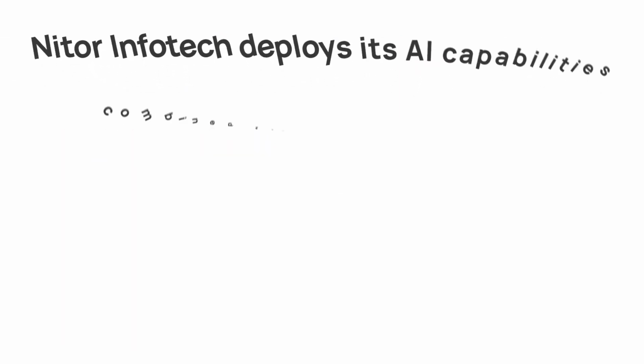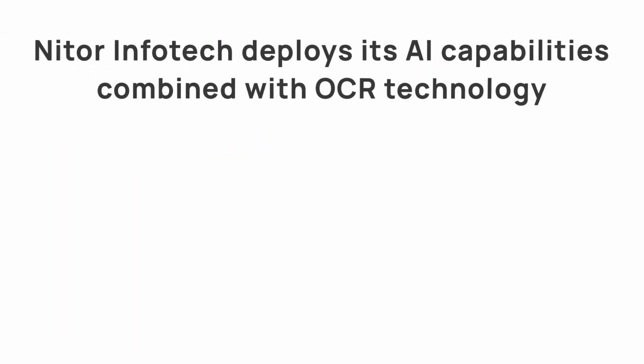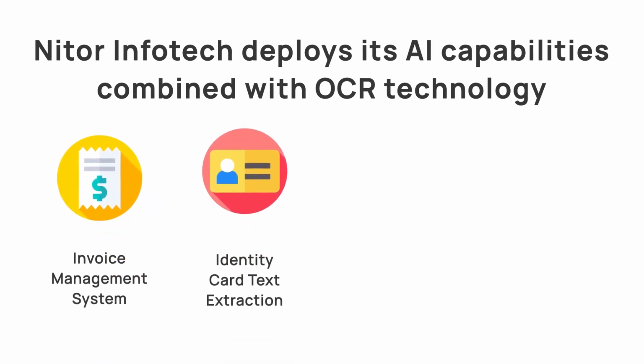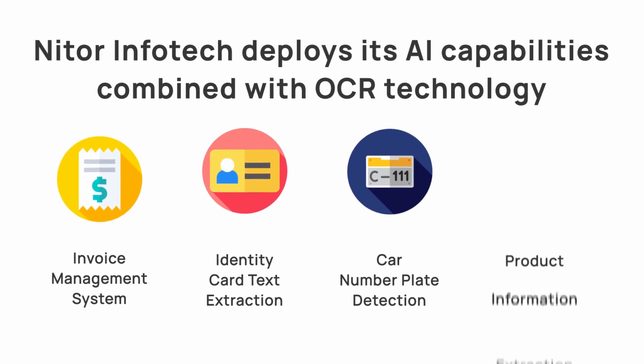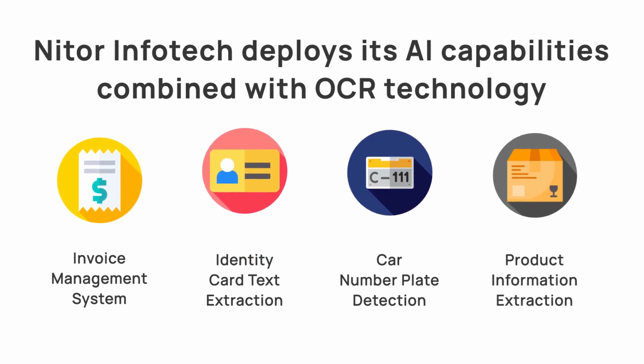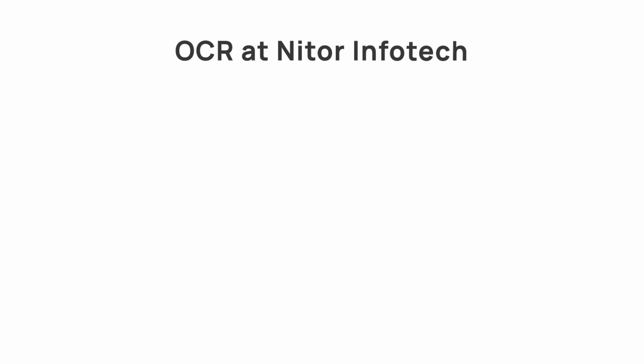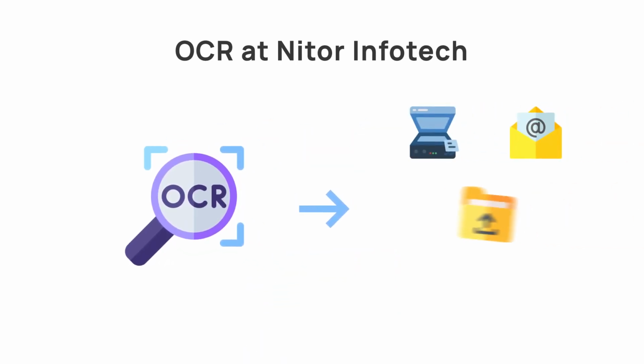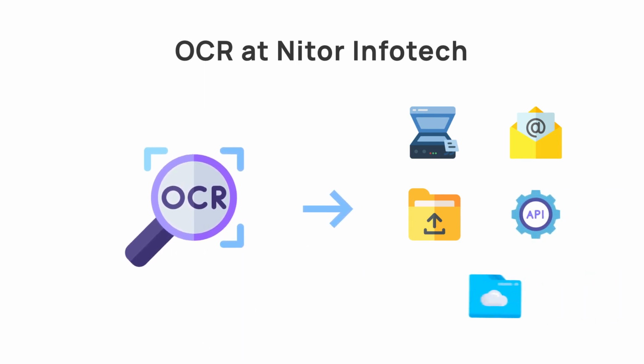Knitter Infotech deploys its AI capabilities combined with cutting-edge OCR technology for invoice management system, identity card text extraction, car number plate detection, and product information extraction. OCR at Knitter Infotech: the OCR module can directly access invoices via scanner, email, direct file upload, API, or cloud.